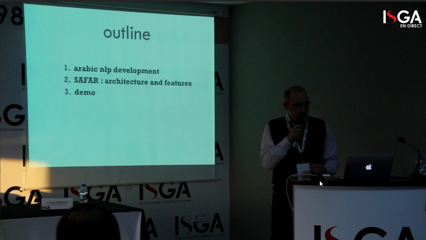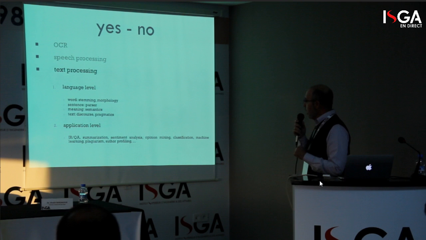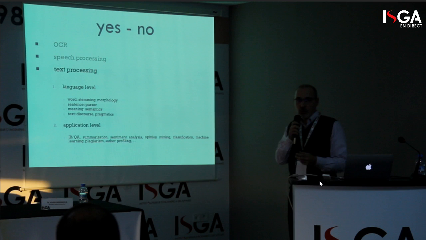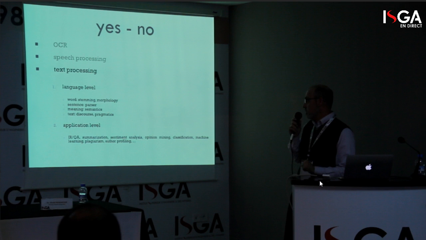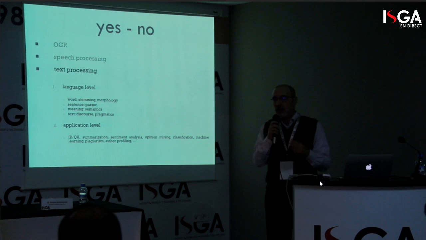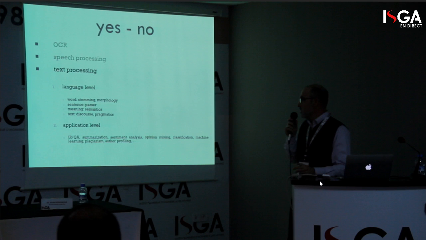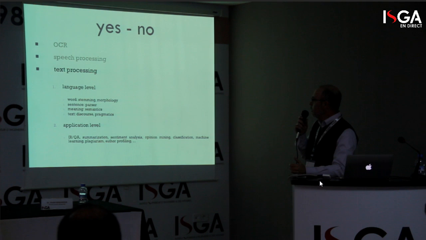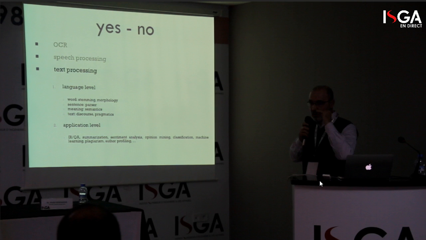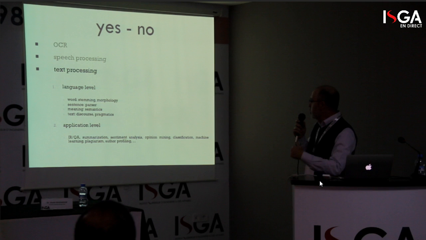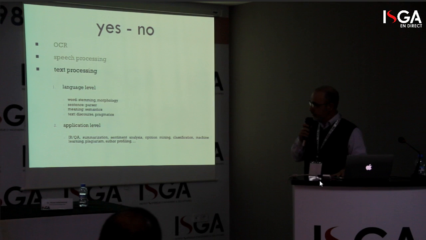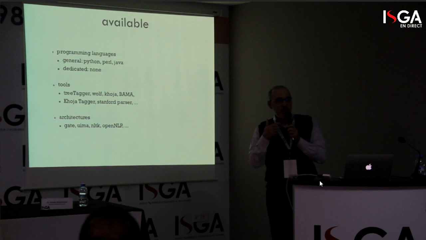So in general, about this framework, what we do, what we don't do. We don't do optical character recognition. We don't do speech processing, but we do text processing. Somehow they are related because, for example, when you do speech processing, then text processing is called at some stages, and it's the same also for optical character recognition. And we consider that for text, we have 2 levels of development. You either work on the language itself, basic tools about language, the morphology, the parsing, and then at the application level. When you develop, what is available when you have an application that you want to develop?